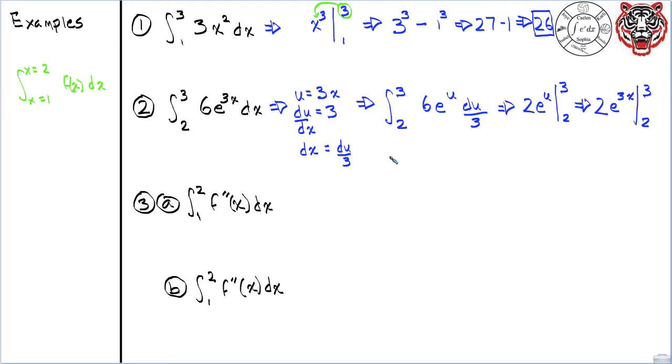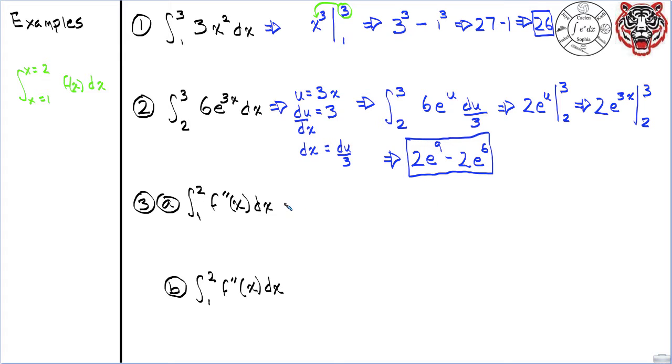All right, so finally, this is going to become 2e to the power of, and I'm going to sub in my top first. 3 times 3 is 9, so 2e to the power of 9 minus 2e to the power of, and I'm subbing in this 2 for x, and that's going to be 6, 2e to the power of 6. And can I simplify these? I could factor out a 2, but I think that's as far as we can get. We'll say that is our answer.